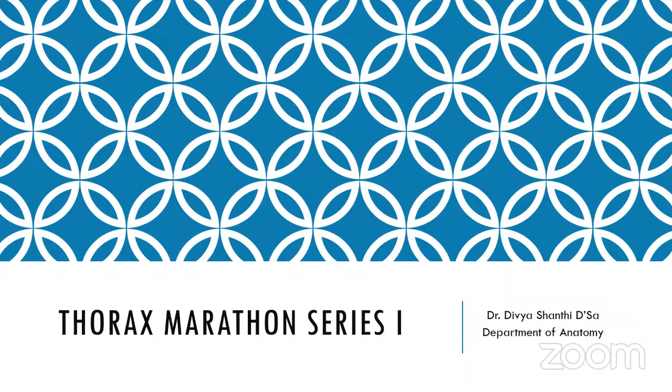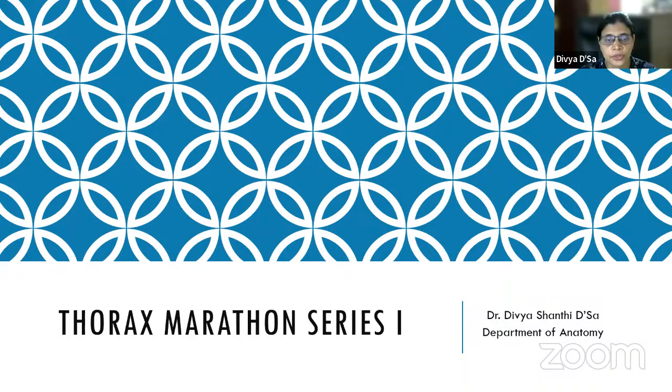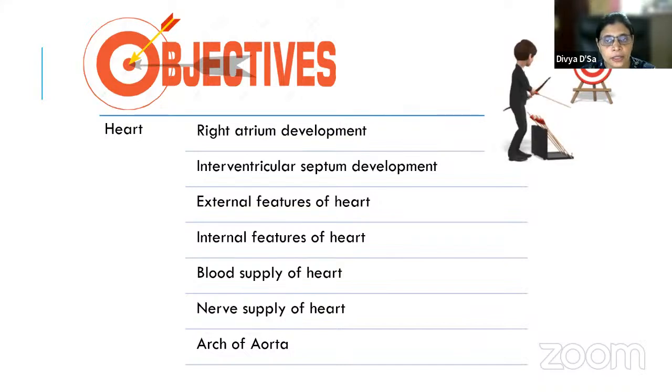So now we begin with the Thorax Marathon series. So today's objectives are, we will be discussing the right atrial development, interventricular septum development, external features of the heart, internal features, blood supply, nerve supply of the heart, and arch of aorta.